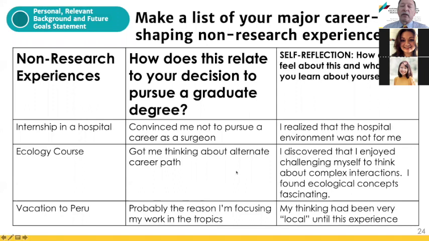So think about these. Again, it doesn't have to be a major experience in your life. It has to be something that is relevant to your decision to pursue a graduate career. Now, what you'll find once you have these two lists is that probably there's going to be more here than you can include in a statement. So then it's a question of prioritizing.